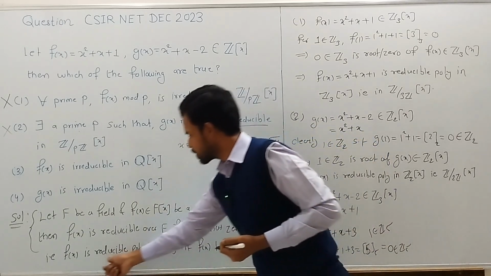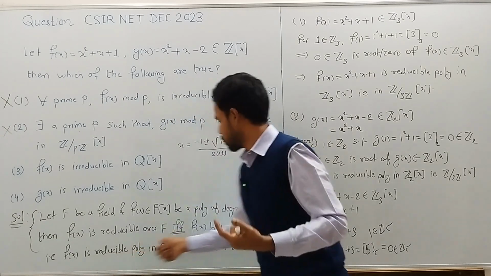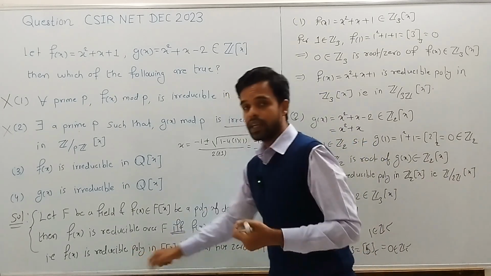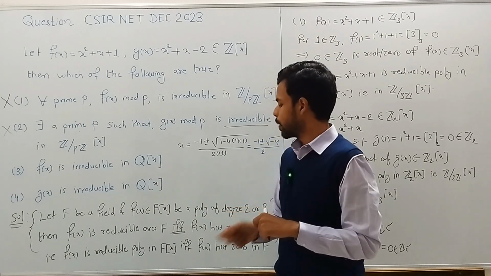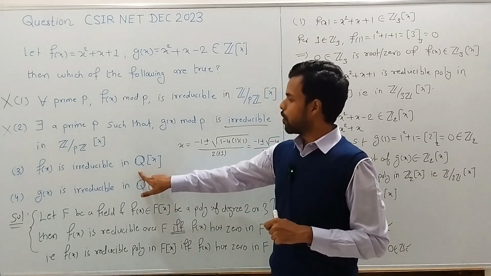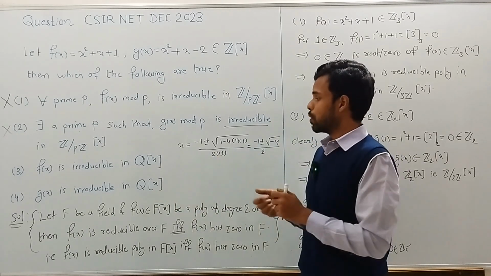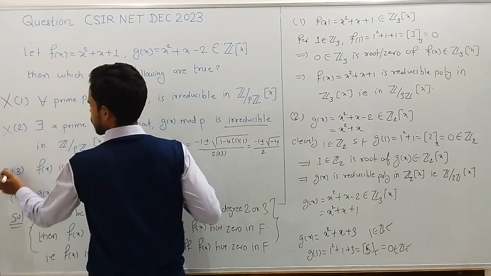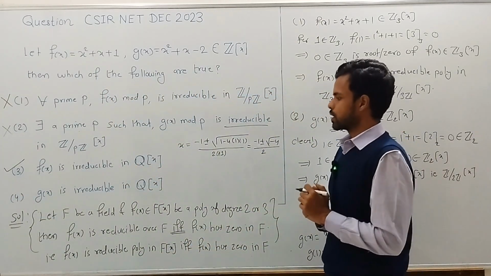So f of x is not reducible, because if it has a root, then it is reducible. If it has no root, then it is not reducible. That is, it is an irreducible polynomial in Q of x. So f of x is an irreducible polynomial in Q of x because it has no roots in Q. So option 3 is correct.